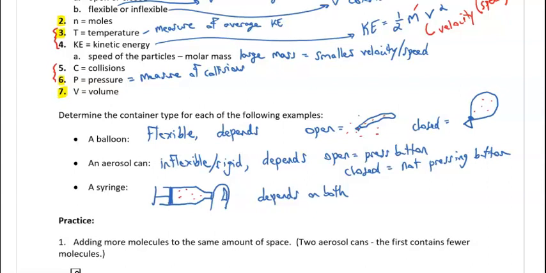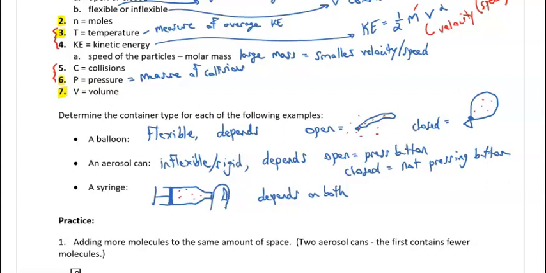An aerosol can generally is inflexible. Its volume does not want to change. However, it's got the button on top. If you depress the button, you are opening that container. The gas particles inside can now escape. Whereas if you don't press the button, it's considered to be sealed off.